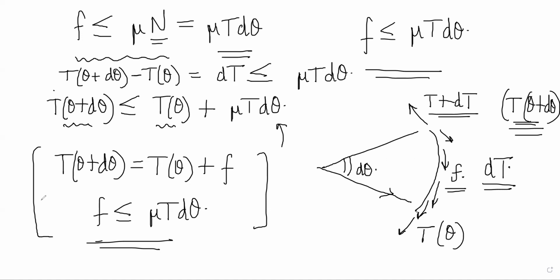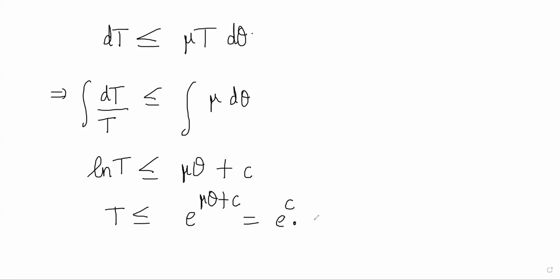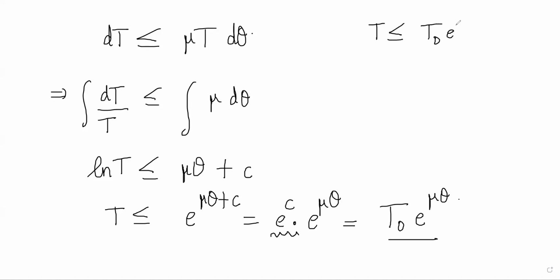Now this equation is a differential equation. dT is less than or equal to μT dθ. This is a differential equation which we can easily solve. We get that the integral of dT by T is less than or equal to the integral of μ dθ. Right? And this gives us ln T is less than or equal to μθ plus some constant. So T is less than or equal to e to the power μθ plus some constant, which can be written as e to the power c times e to the power μθ, and e to the power c can be called a new variable T naught. So what you are getting is T is less than or equal to T naught e to the power μθ. This is the equation that we are getting.